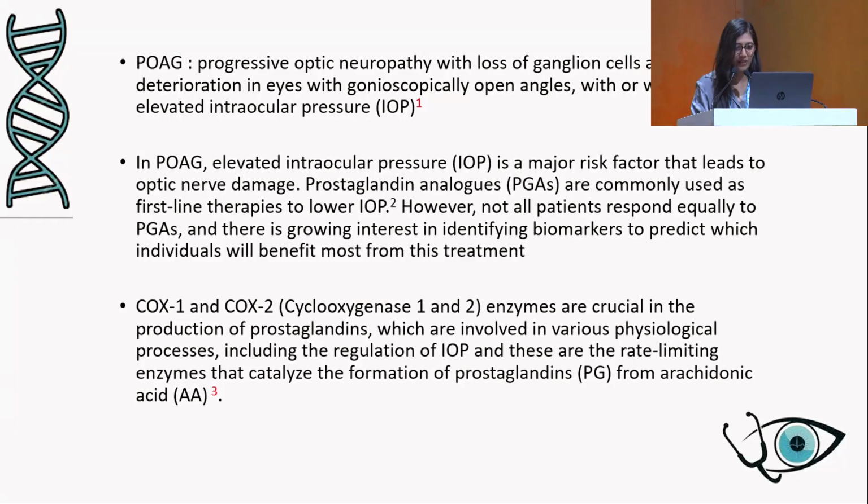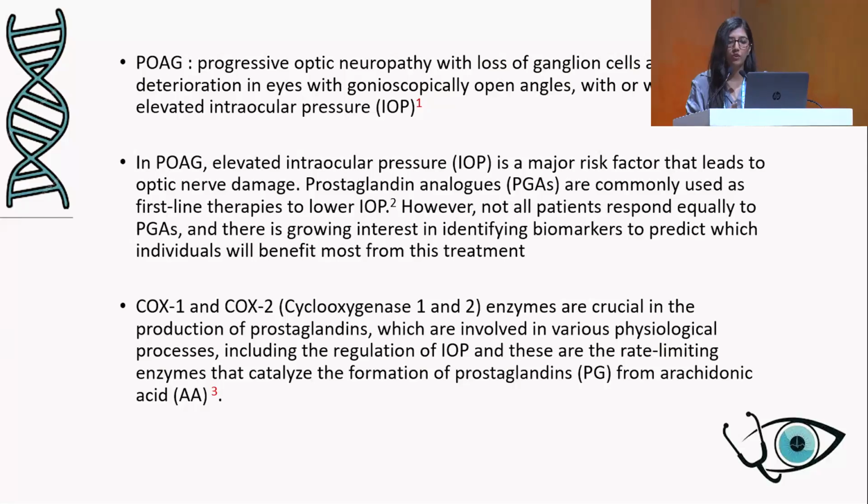Good morning, everyone. My topic is COX-1 and COX-2 gene as biomarker for initiating prostaglandin analog therapy in primary open-angle glaucoma. POAG is a progressive optic neuropathy with loss of ganglion cells and visual field deterioration in eyes with gonioscopically open angles with or without elevated intraocular pressure. In POAG, elevated IOP is a major risk factor that leads to optic nerve damage.